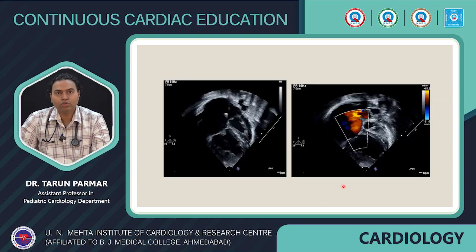This echo shows a still image of TAPVC. Here you can see this is a common feature in all TAPVC. RA and RV are dilated, and there is bowing of the interatrial septum to the LA. There is an obligatory PFO or ASD, and there is TR in this case.